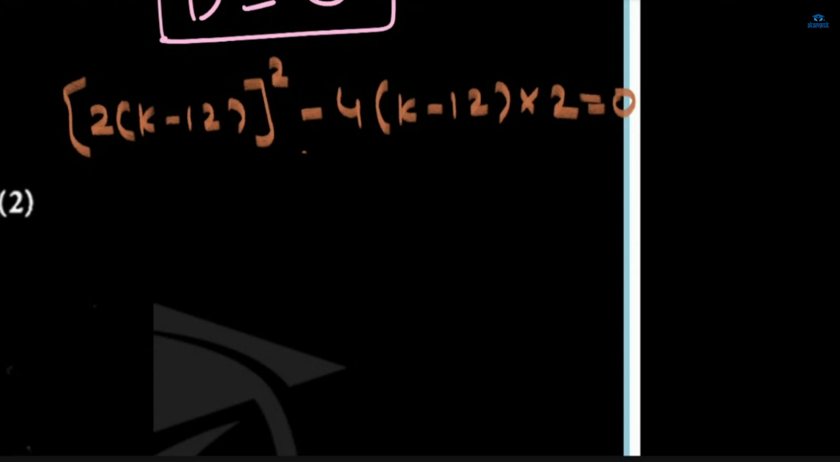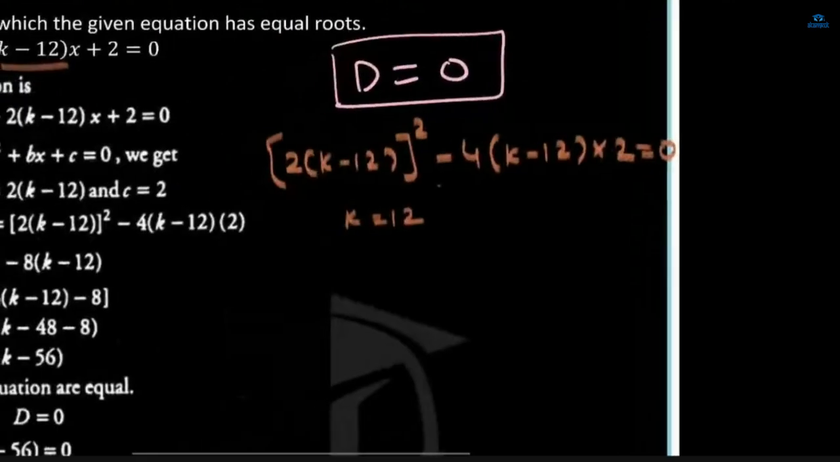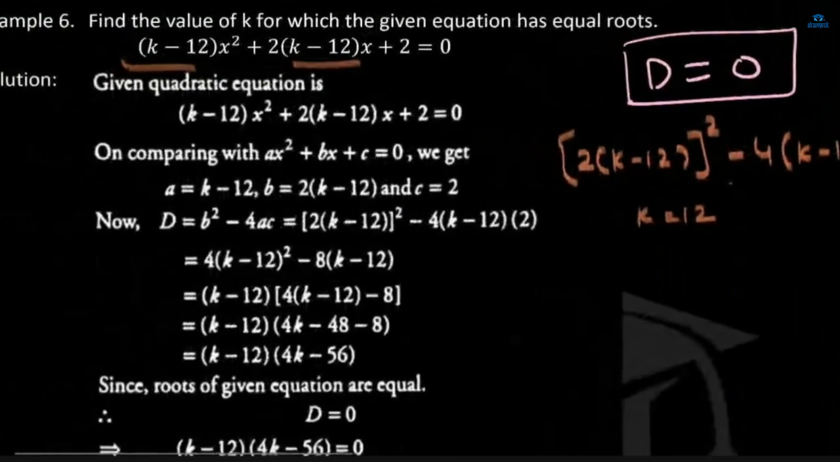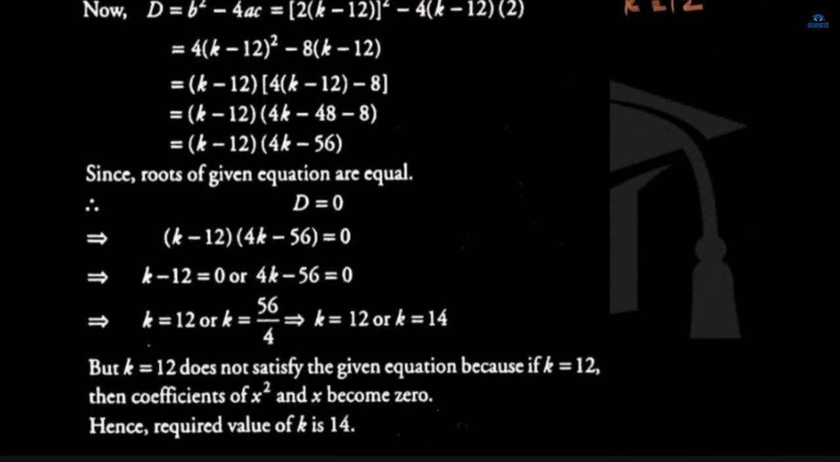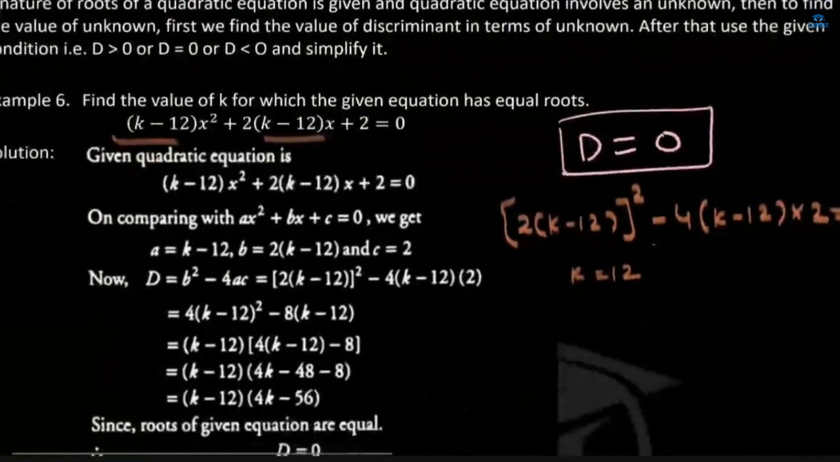Okay, I got it as 12 and 4. What value? 12 and 4. 12. Yeah, k is 12, no? Okay, let's see if the value of k is 12 or not. Yeah, 12. Okay, and 14. I got it. 12 and 14.